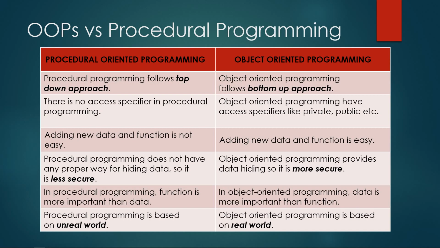Let's take a quick look at the differences between OOP and procedural programming. Procedural programming follows a top-down approach, whereas object-oriented programming follows a bottom-up approach. Let me quickly tell you what procedural programming is, since most of you probably don't know what it is.